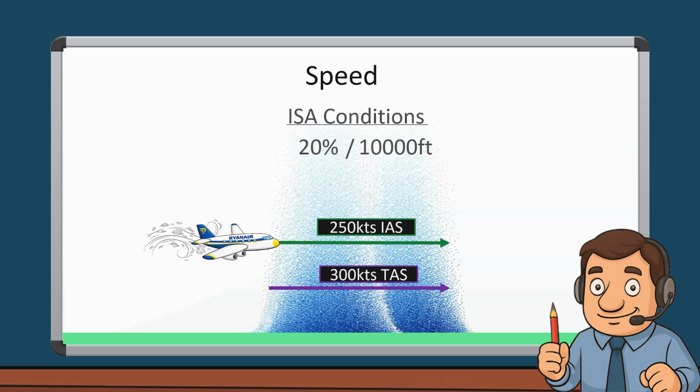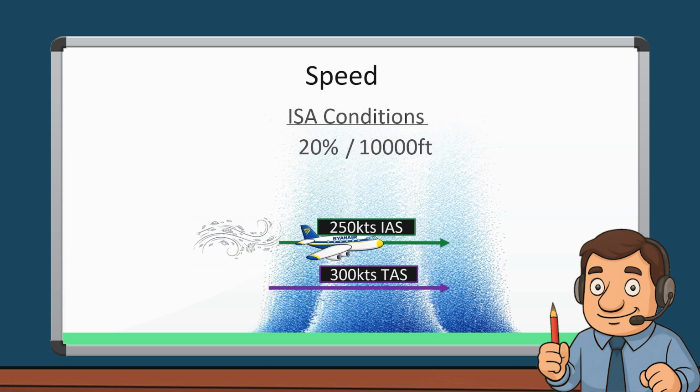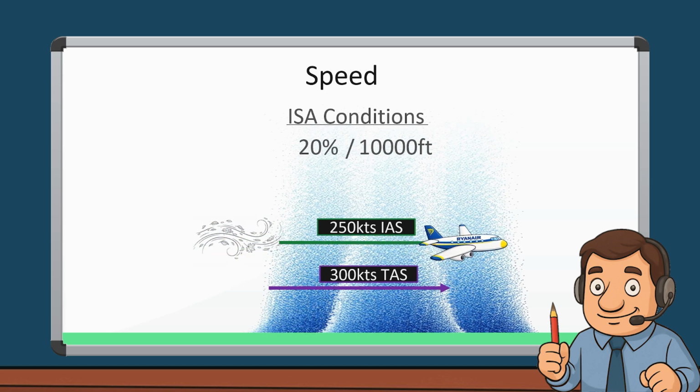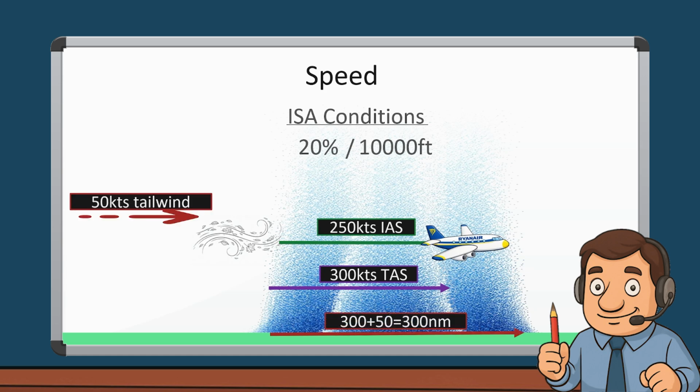The wind is blowing Ryanair and the air molecules together. So by the time Ryanair passed through all 250 air molecules, the airplane and the molecules have traveled together another 50 miles, because there was a 50-knot tailwind. This means that the indicated airspeed of 250 knots has become a true airspeed of 300 knots, has become a ground speed of 350 knots. That is how it works.